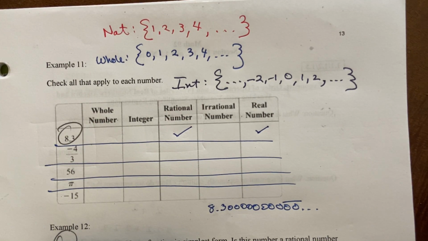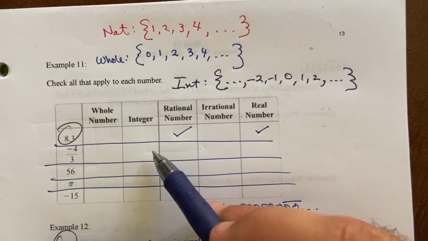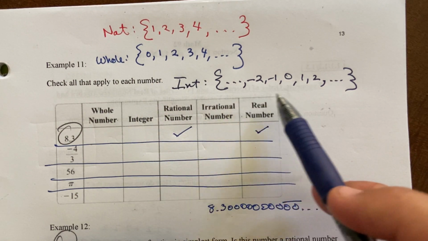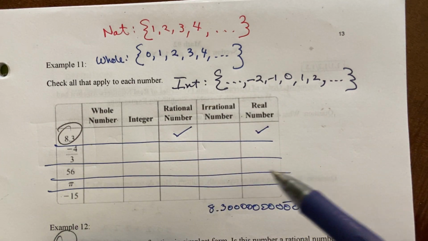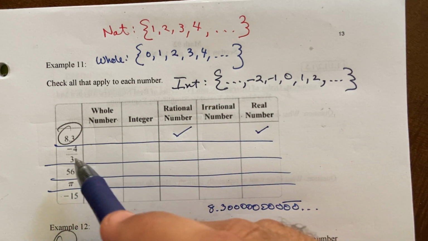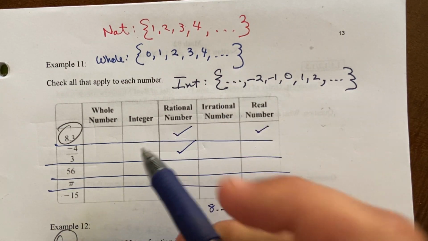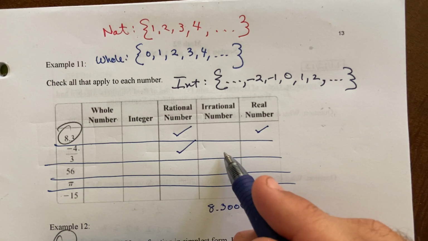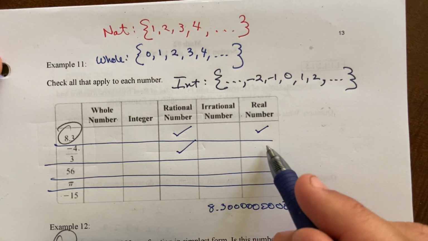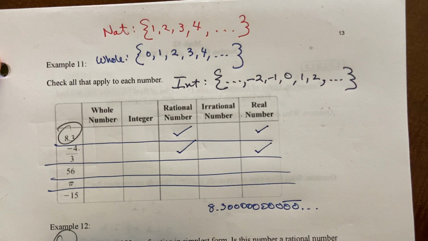Negative 4/3, is it a whole number? No. Is it an integer? No, right? We jump right over it. It's this fraction. Is it a rational number? Yes, it's already a ratio of integers here. If it's rational, it's not going to be irrational. It is real. You can owe someone negative 4/3 dollars, or you can owe them 4/3 dollars, if you want to think of it that way.